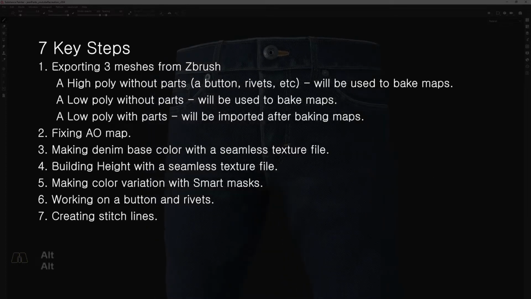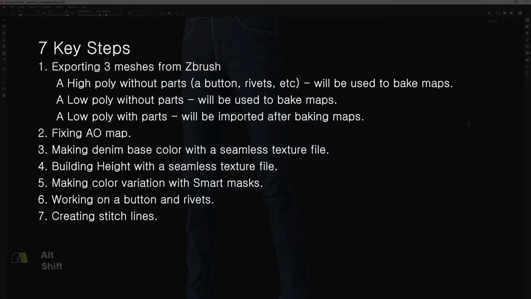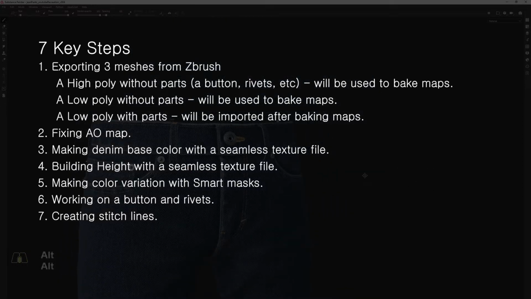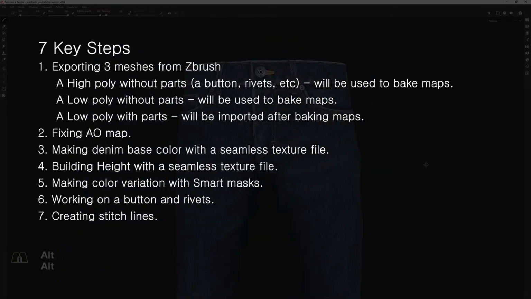Step 1. Exporting 3 meshes. I export 3 meshes. One is a high poly without parts, such as a button, rivet, and serra, and a low poly without parts. These 2 meshes will be used to bake maps in Substance Painter. And I export a low poly with parts. This mesh is actually used as a base mesh in Substance Painter.